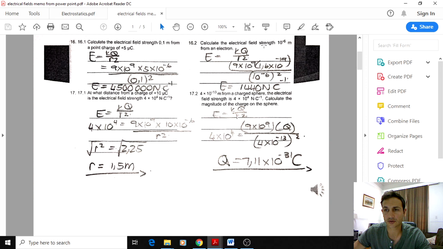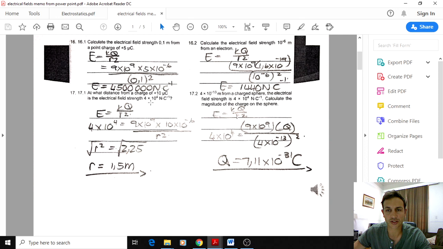16.2, calculate the electric field strength 10 to the power negative 6 meters from an electron. Okay, just a bit of a change. Remember, we need to know what the charge of an electron is, which you guys know from the previous section. And there we go, substitute the charge of the electron in there, that's the distance, and you work out the electric field strength. These are all fairly basic questions.